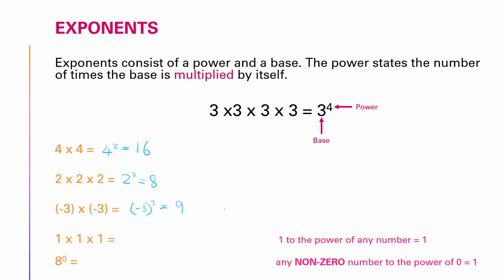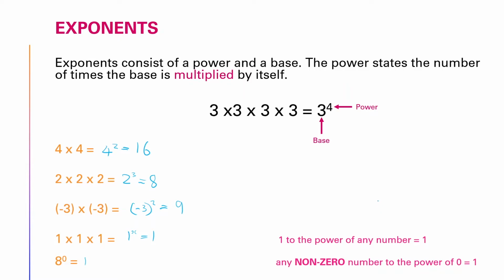Now there are some rules you need to know. 1 to the power of any number gives us 1, and any non-zero number to the power of 0 gives us 1. I'll explain the non-zero part soon. 1 times 1 times 1 still just gives us 1. So 1 to the power of any number just gives us 1. And 8 to the power of 0 is just 1.